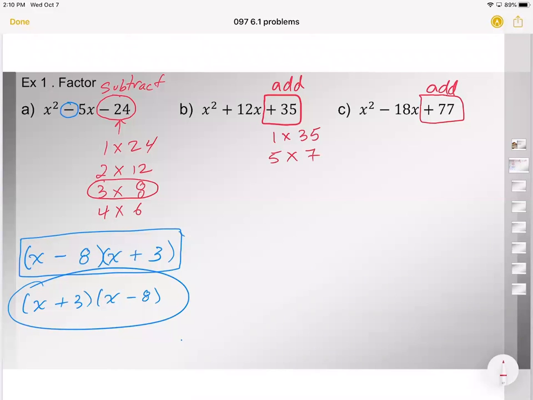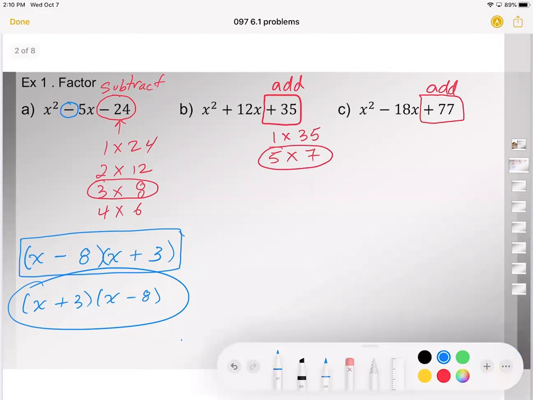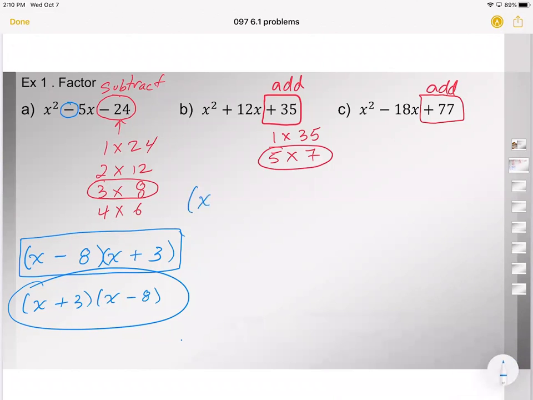Now, because the 35 is positive, everybody see that my answer is (x + 5)(x + 7), because 5 times 7 is 35 and 5 plus 7 is 12. In this case, both of them are the same sign, and both of them are positive. So this is what we have in terms of factoring this out.